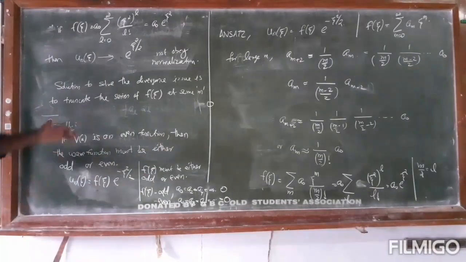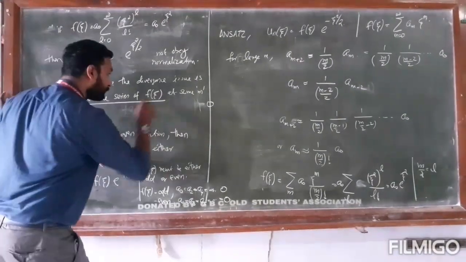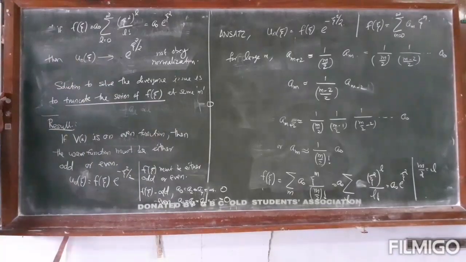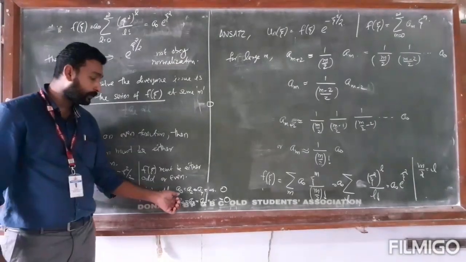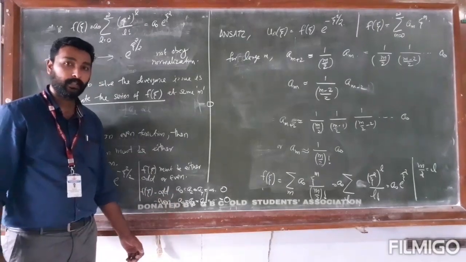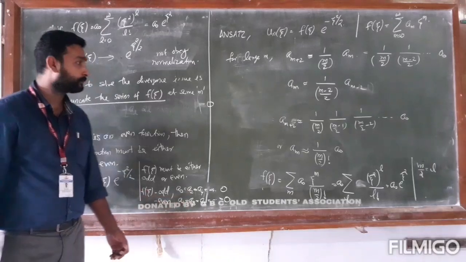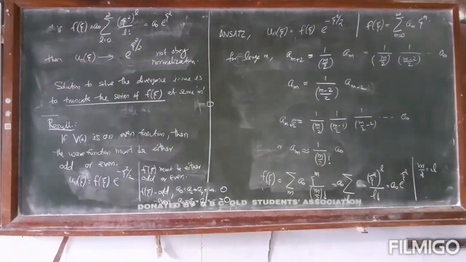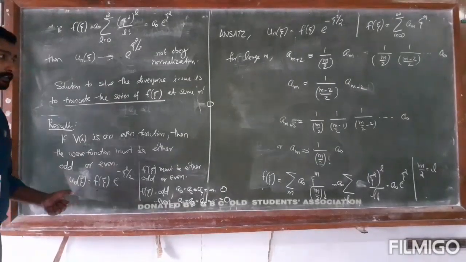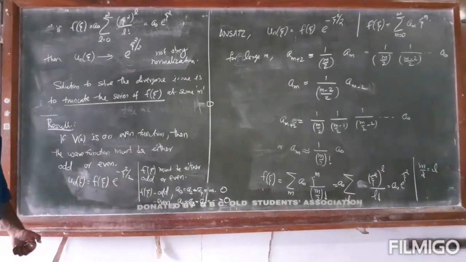So we already decided to truncate the series of f of theta, and another condition is from the even nature of the potential. We have found that it cannot have both odd and even terms. It can have either odd terms or even terms. Okay, so then we can check what are the possible wave functions for this particular problem.